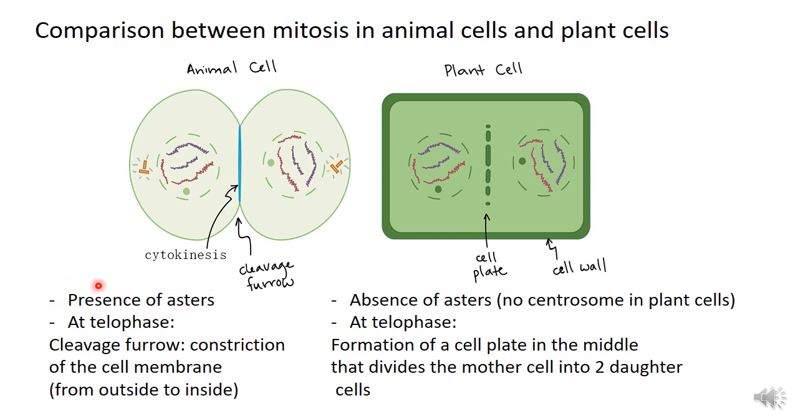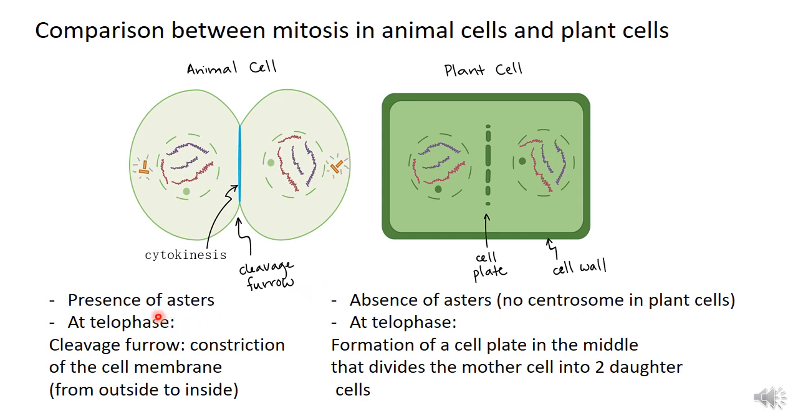However, plant cells are cells with no centrosome. So, consequently, there won't be any aster in mitosis. So, no asters during mitosis in plant cells due to the absence of centrosome.